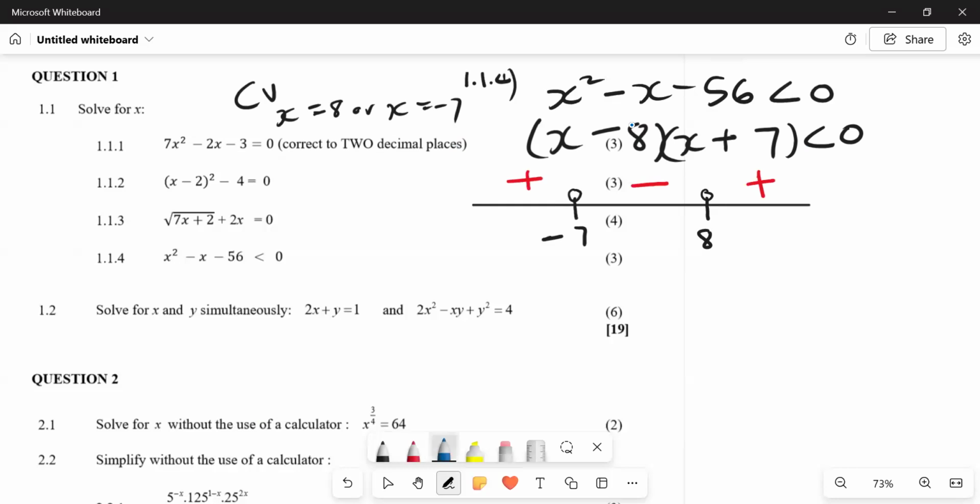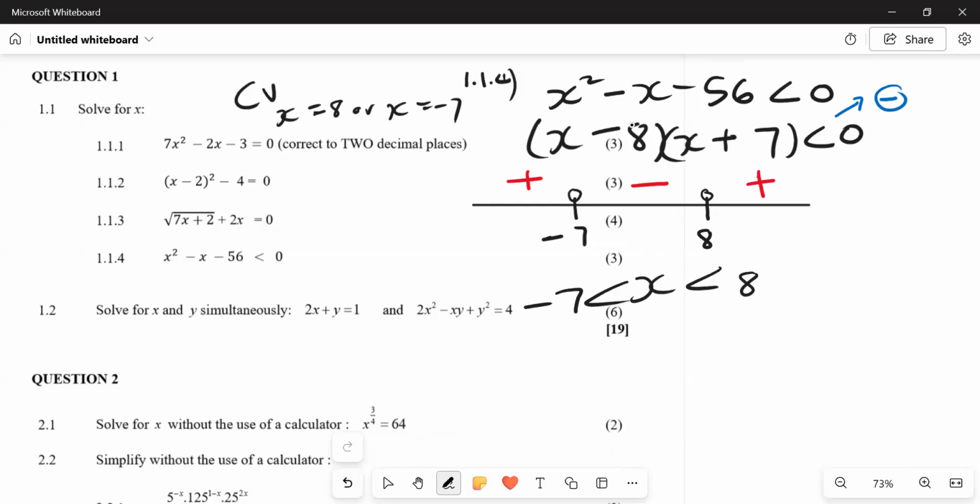Perfect. And then this sign is facing the left-hand side, which means you are looking for a negative. So where is your negative on your number line? It's in between these two numbers, right? So we can conclude and say the solution is between negative 7 and 8. Then that's your solution.